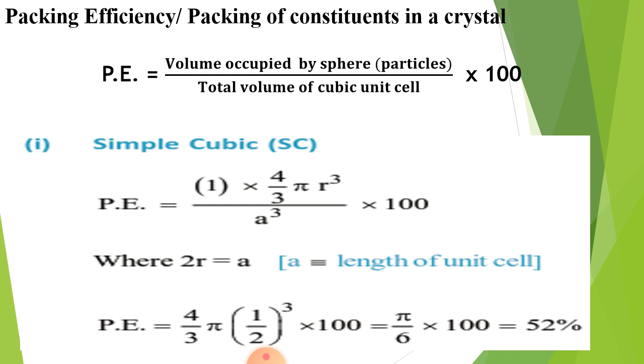Now we have to know about packing efficiency, or packing of constituents in a crystal. For this you have to know the formula. Packing efficiency equals the volume occupied by spheres, that is particles, divided by the total volume of the cubic unit cell, and multiplied by 100.